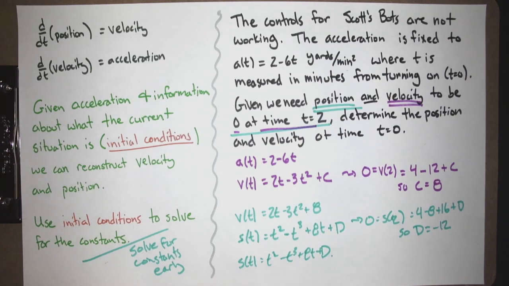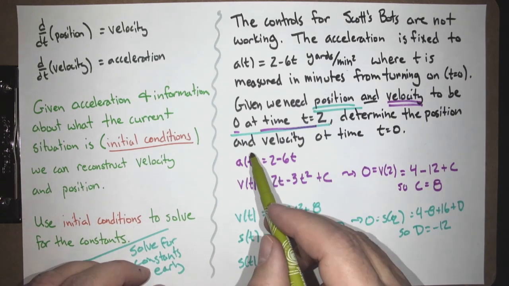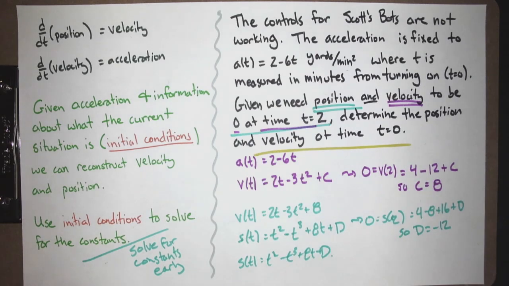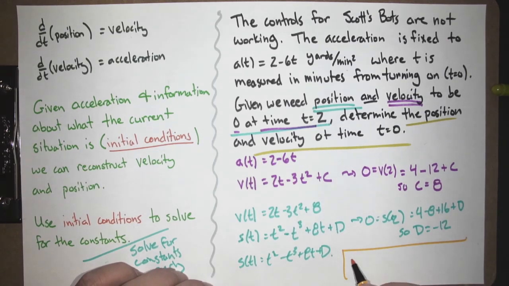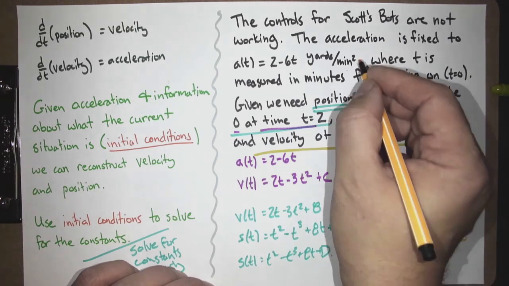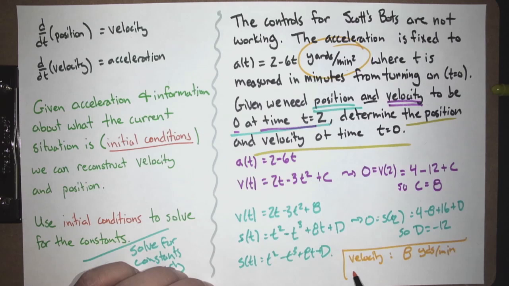The question was asked in a very particular way, the velocity and the position at time 0. Okay, so velocity at time 0, what does that turn out to be? 8. Is 8, and if they corner us, we say it's 8 yards per minute, because we know how to work with units. Units always work out. What's your position? Negative 12 yards.